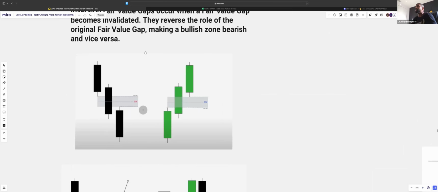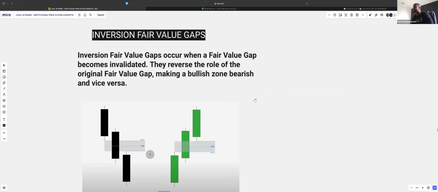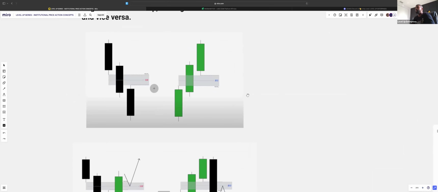Before we talk about the definition of what an inversion fair value gap is, I think it's really critical for us to talk about what a fair value gap is in general, right? So this right here, can someone tell me, is this a bearish or a bullish fair value gap? Drop a 1 if you think it's bearish. Drop a 2 if you think it's bullish. Okay, lots of 1s. It is bearish.